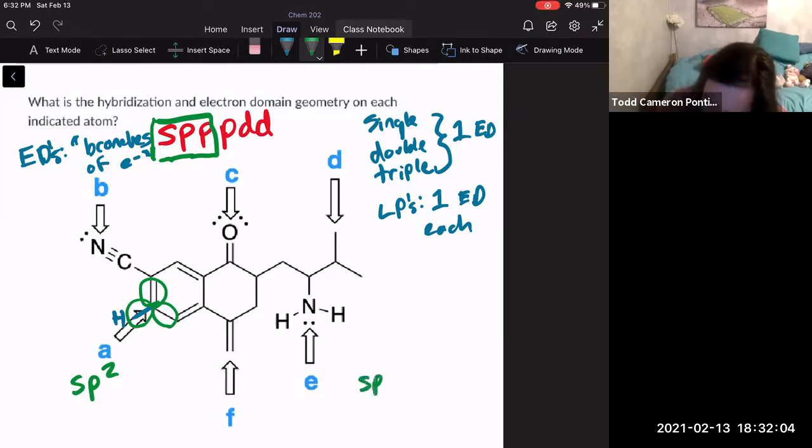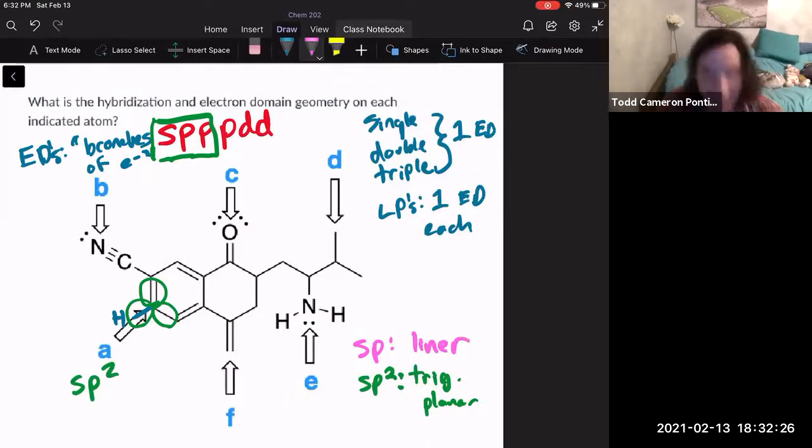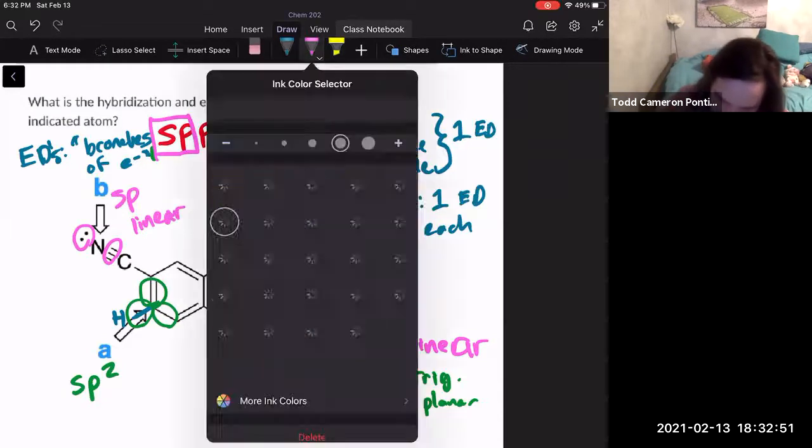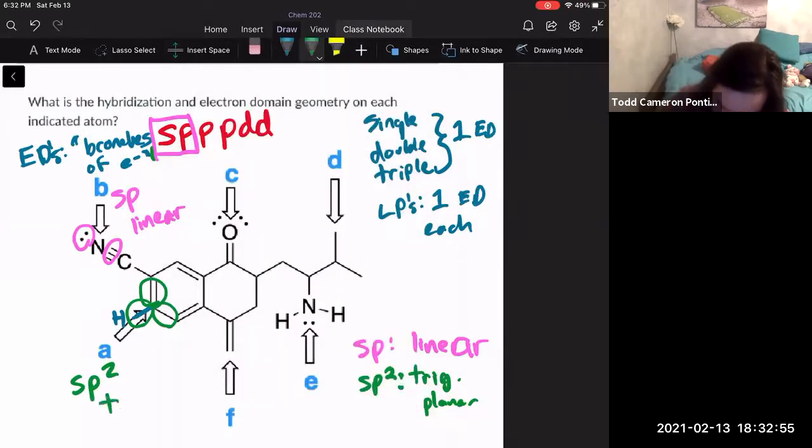If something is sp2 hybridized, that means that we're looking at a trigonal planar electron domain geometry. If something is sp hybridized, so just sp, it is going to be linear. An example of an sp hybridized, that's not how you spell linear, it's linear. So this nitrogen, for example, triple bond has one electron domain, the lone pair has one electron domain. So we count over 1, 2, this is going to be sp hybridized. And again, that means that we're looking at linear, okay? Whereas sp2 is trigonal planar.